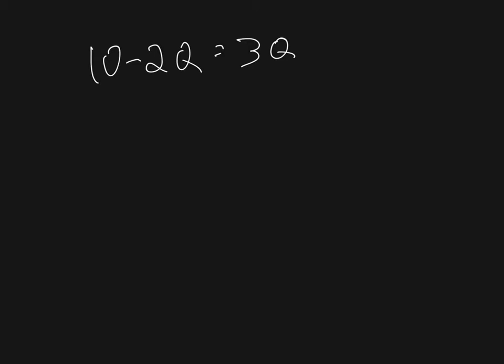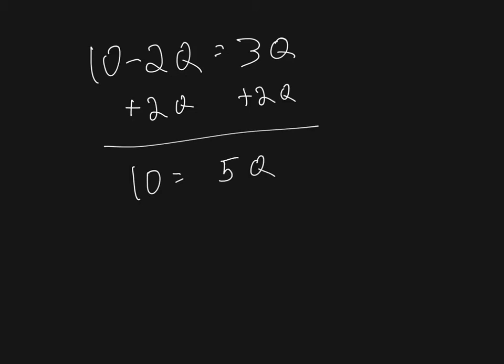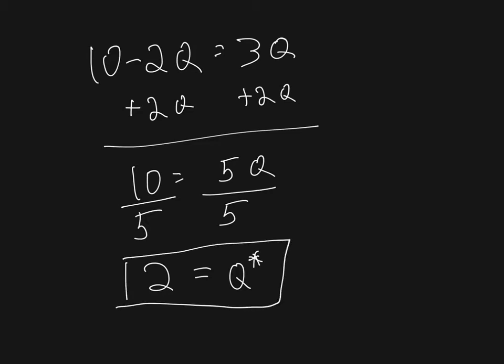So let's put the Qs on one side of the equation by adding 2Q to each side. We get 10 is equal to 5Q. And now we're going to isolate the Q on one side by dividing both sides by 5, which yields Q is equal to 2. Therefore, the equilibrium quantity, which I'll call Q star, happens when quantity is equal to 2.